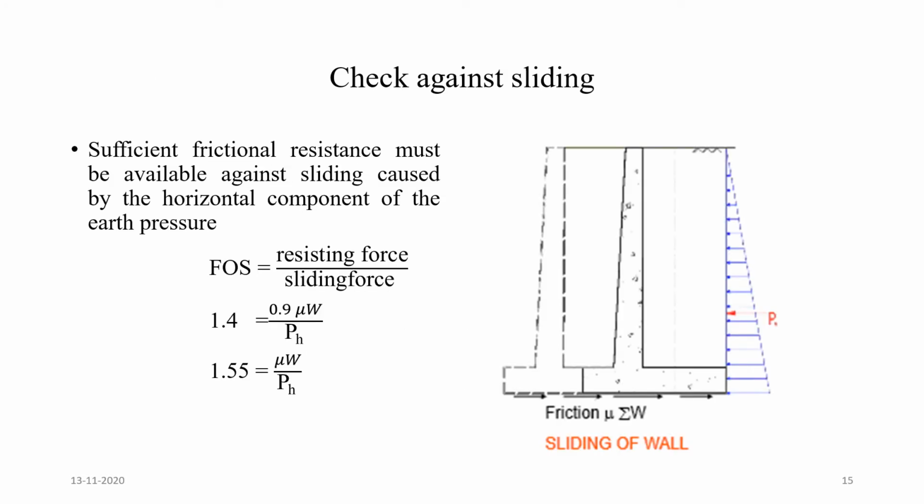Next, check against sliding. Sufficient frictional resistance must be available against sliding caused by the horizontal component of the earth pressure. Factor of safety equal to resisting force divided by sliding force, and that is 1.4 equal to 0.9 mu W divided by pH, and 1.55 equal to mu W divided by pH.